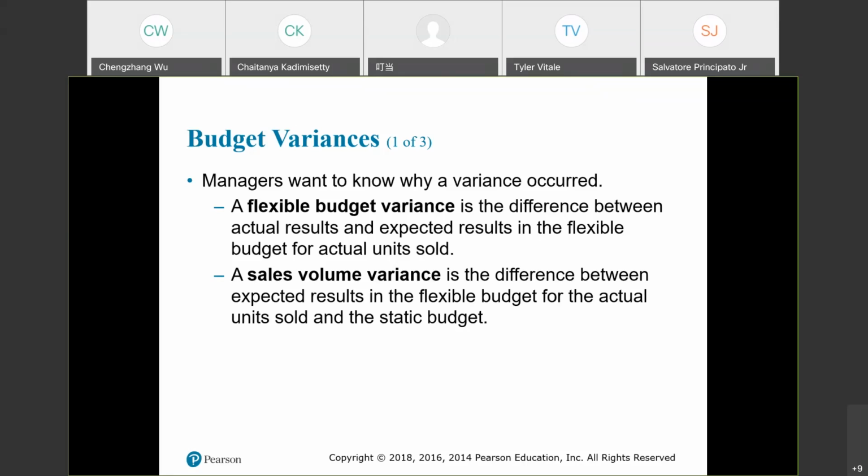Any of these two factors changing could result in changes in the actual results, which are different from the budgeted amount. First, a change in price or the cost. And second, the difference in volume.